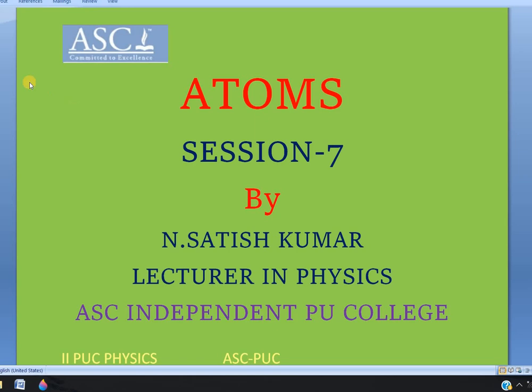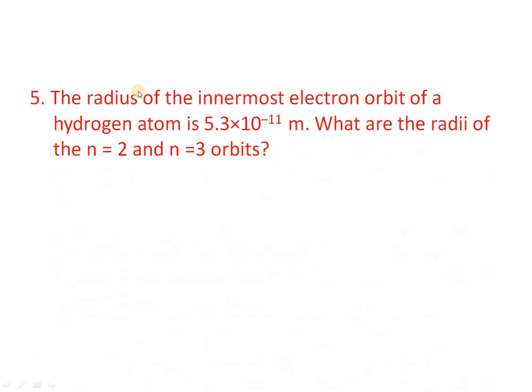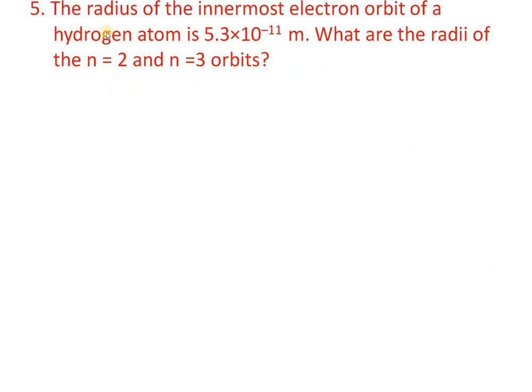Now we are going to continue with the fifth problem. Now let us see the fifth numerical problem. This is the problem. The radius of the innermost electron orbit of a hydrogen atom is 5.3 × 10^-11 meters. What are the radii of the n = 2 and n = 3 orbits? Now as you can see in the problem, the radius of the first orbit of hydrogen atom is given.